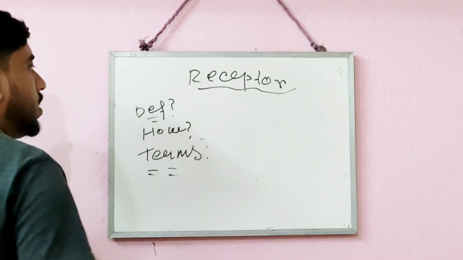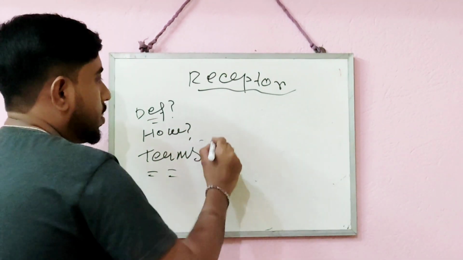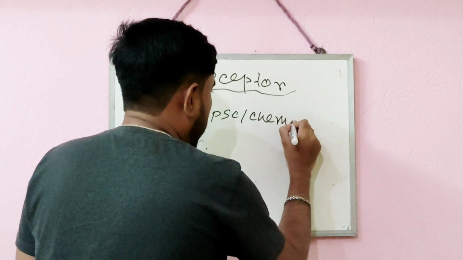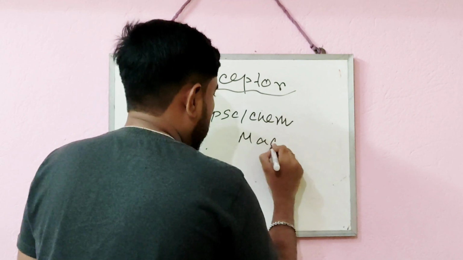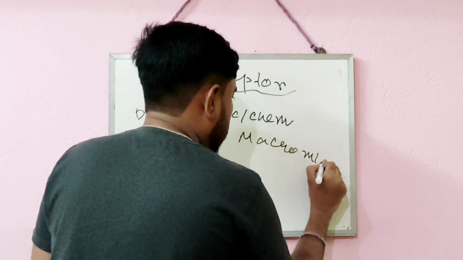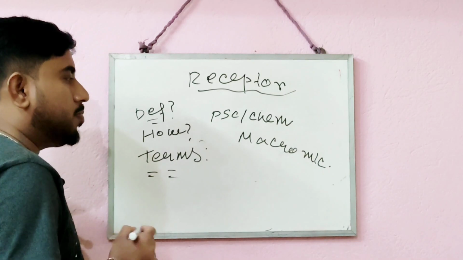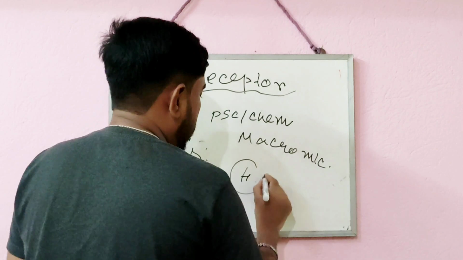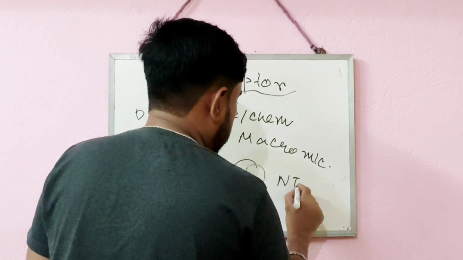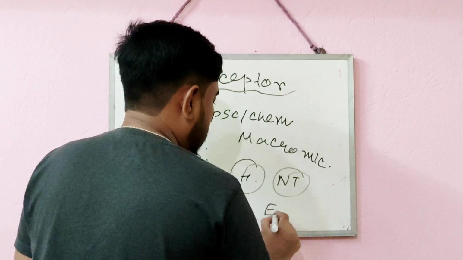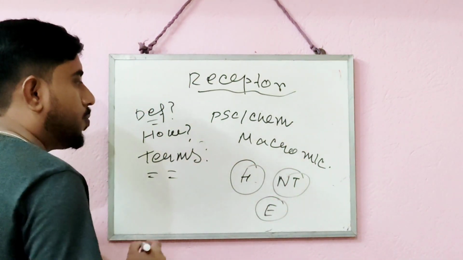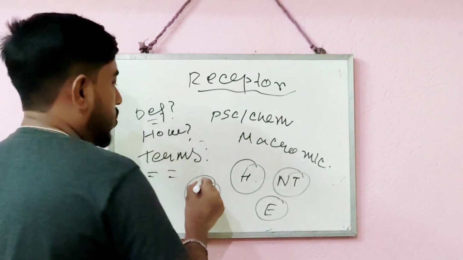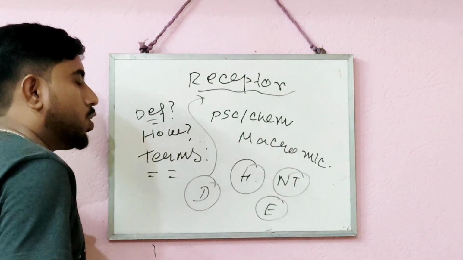So first is the definition. In the last class I told you a receptor is a physical and chemical macromolecular component or agent that is present in our body at a specific site, which is going to bind with different physiological components like hormones, neurotransmitters, enzymes, etc. Receptors also bind with drugs. When we administer a drug from outside, that drug is also going to bind with a receptor and show its action.